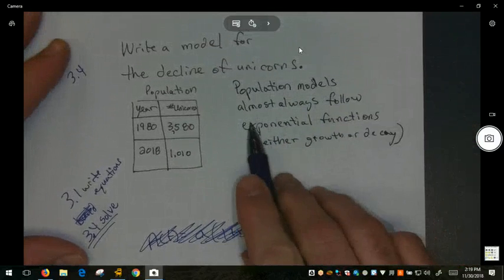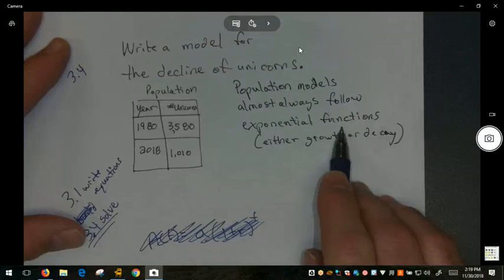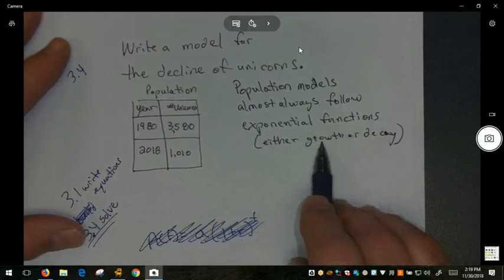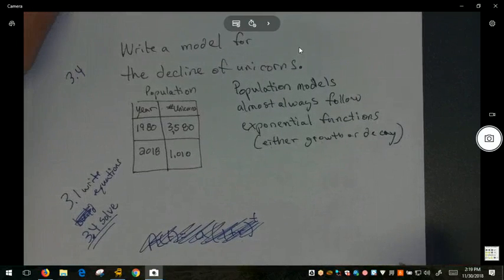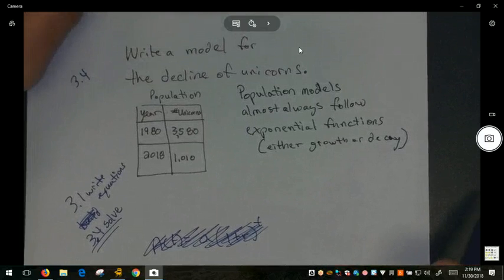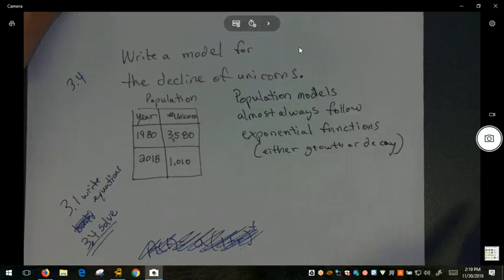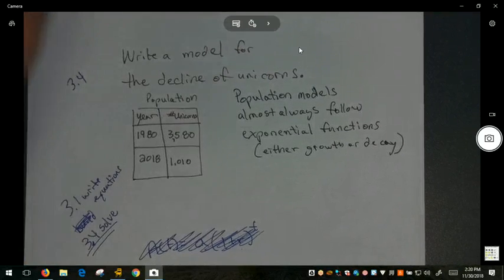Population models are almost always exponential functions, either growth because the population is increasing, or decay when the population is decreasing. So I thought we'd give you this fictional example so that you can do problems like the first two on the 3.4 applications practice, because if you don't know the rate, you can't set up the equation to solve the problem. So let's take a look.